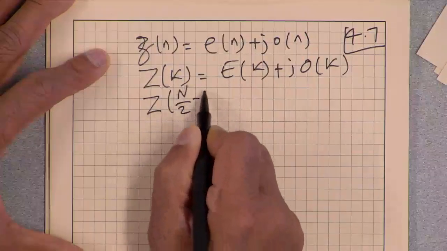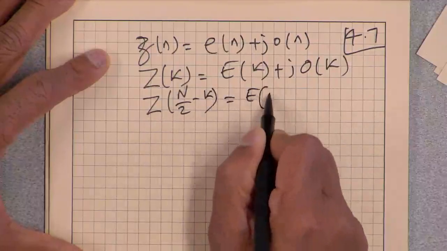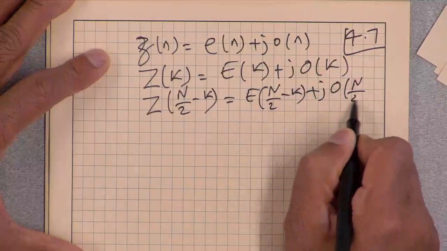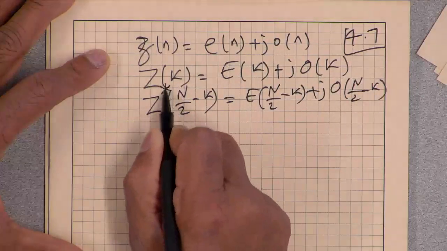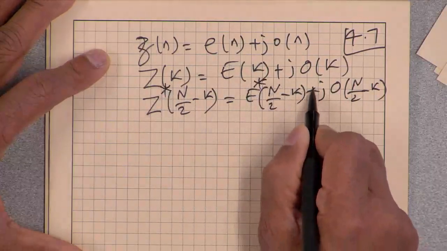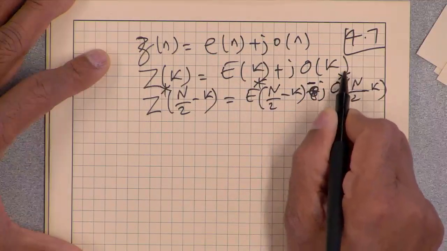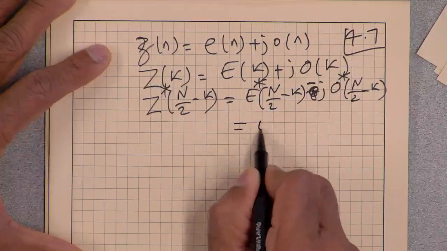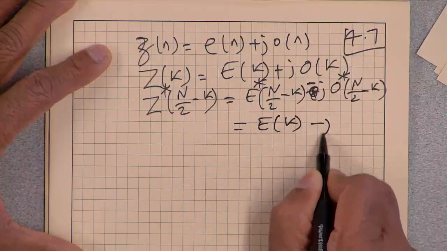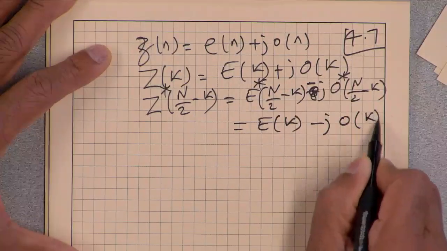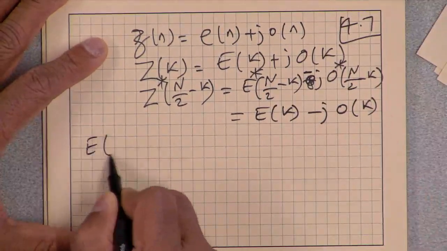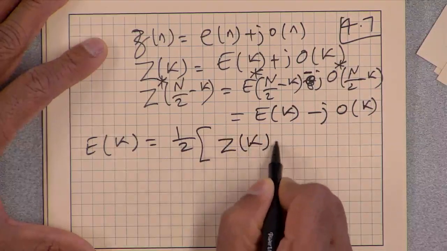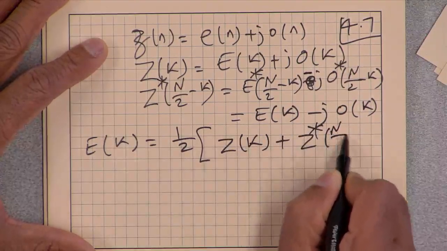Zn by 2 minus k is equal to En by 2 minus k plus Jon by 2 minus k. Take the conjugate of that: j becomes minus j, O conjugate. Then this is equal to Ek minus Jok. So Ek is equal to half of Zk plus Z conjugate n by 2 minus k.